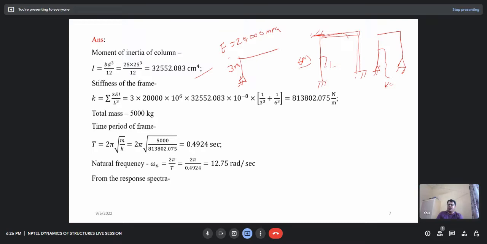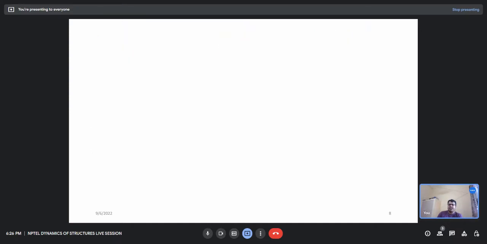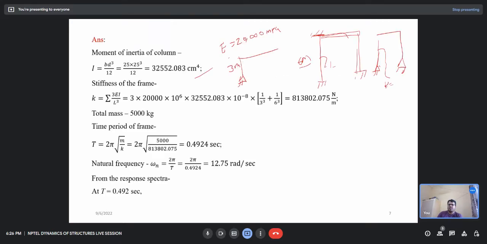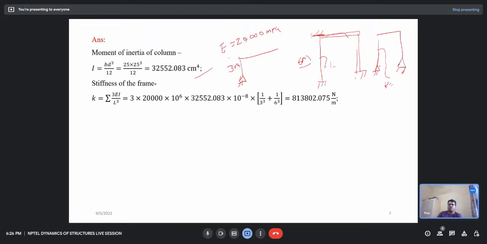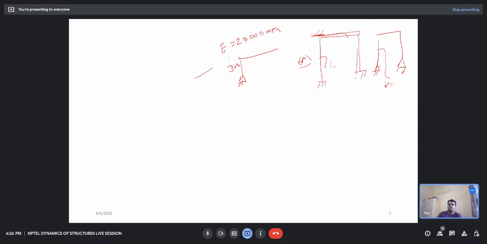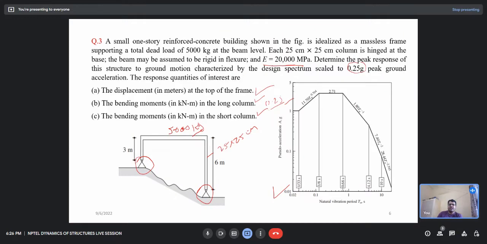Now from the response spectra, at T equal to 0.492 second, I have to find what my response will be. I will show you the response spectra. At T equal to 0.492, can you find the value? Are you able to read the value from the response spectra?